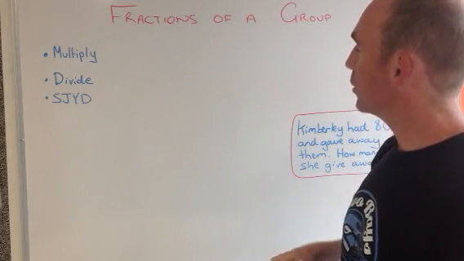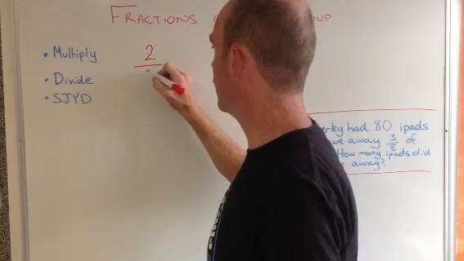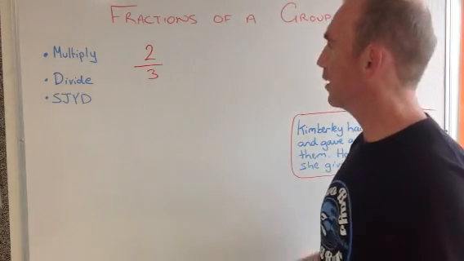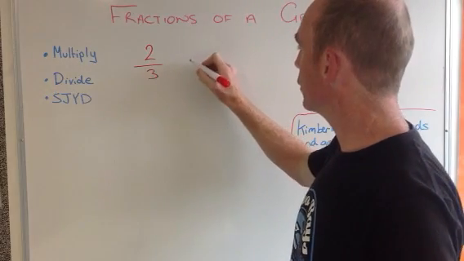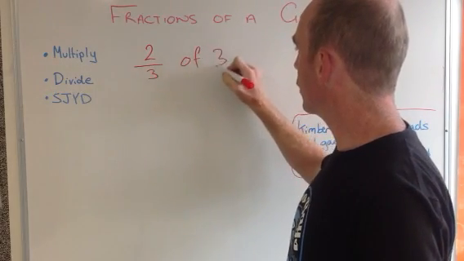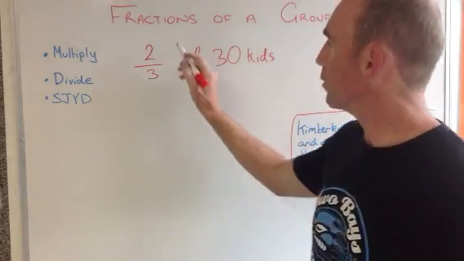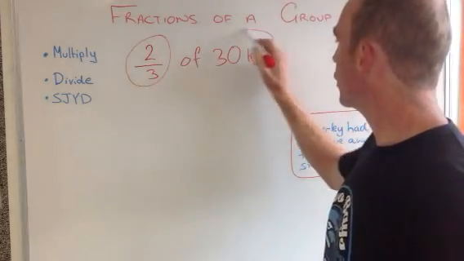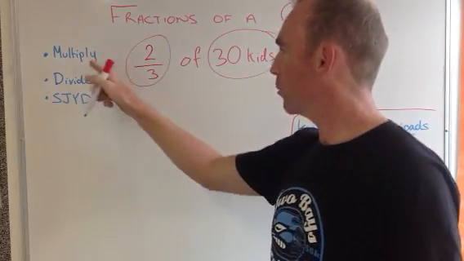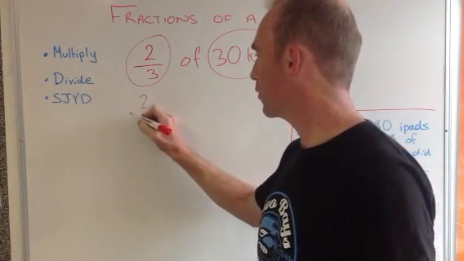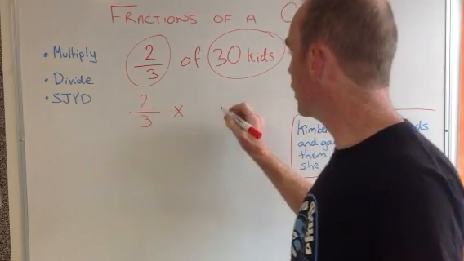So fractions of a group, so we talk about maybe 2/3 of 30 kids in a class, let's say. Alright, so 2/3 of 30 kids. So here's my fraction, here's my group. I need to find a fraction of a group. So to do that, I multiply. I multiply the fraction by the group. 2/3 times 30.